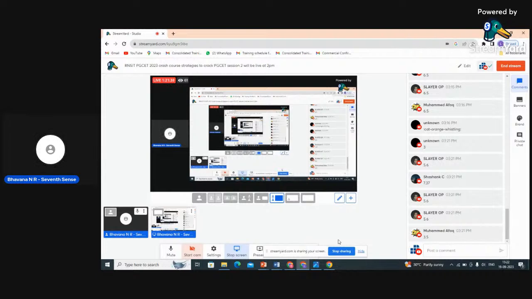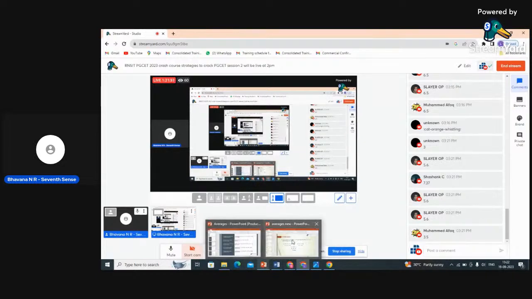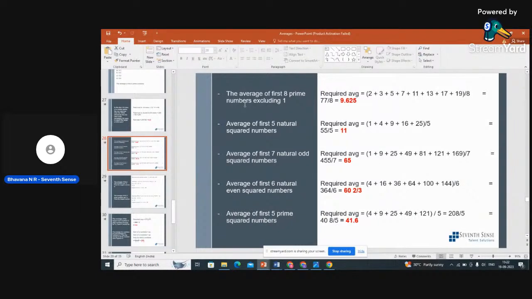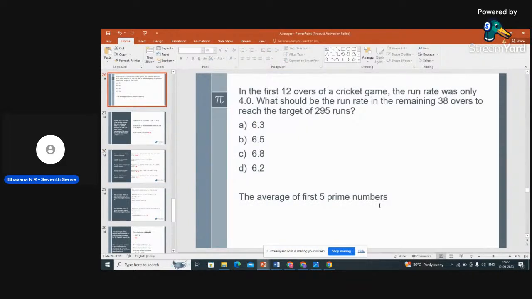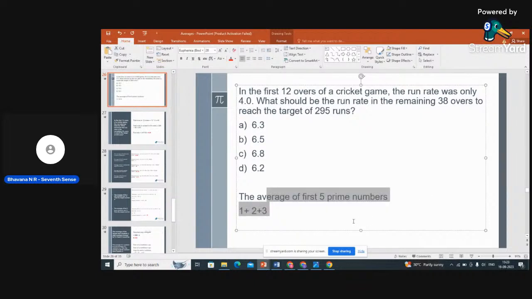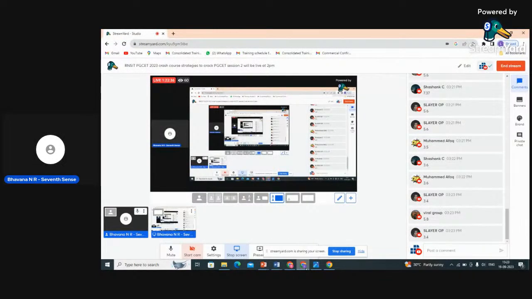So what is the answer for this? It's 3.6, right? So here 1 plus 2 plus... so the answer is 3.6, right?